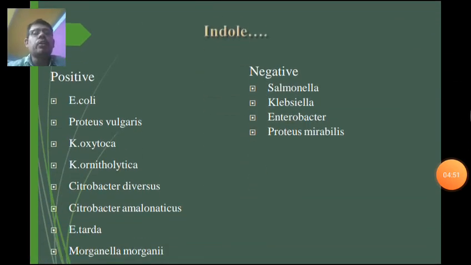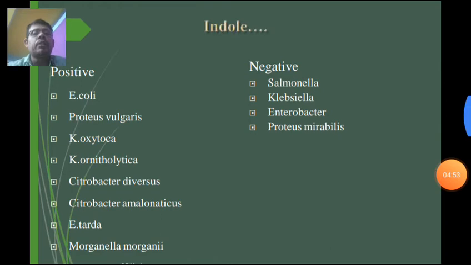Organisms which give a positive indole test are E. coli, Proteus vulgaris, Klebsiella oxytoca, and others. These are the bacteria with a positive test, and the test is negative in the case of Salmonella, Klebsiella, Enterobacter and Proteus mirabilis.